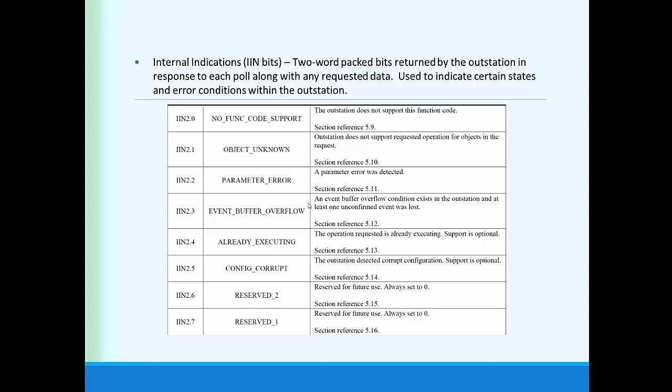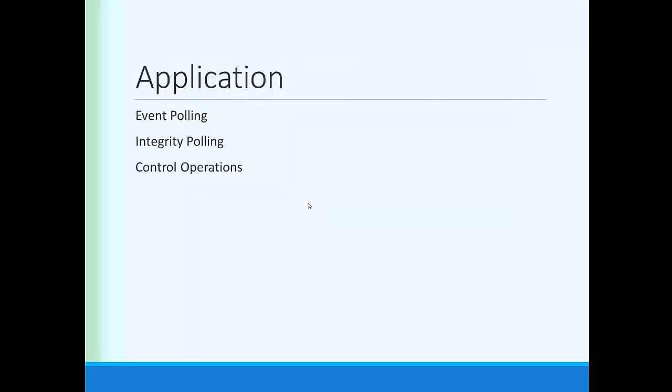I did mention there are 2 words, IIN1 and IIN2. So you can see on this slide I show some of the bits represented in the second word. Things like buffer overflow or the configuration is corrupt. These are things that are probably less frequently necessary, so they're in IIN2 instead of IIN1. But the idea being that there are enough bits to communicate anything that the outstation might need to say to the master during a regular polling sequence.